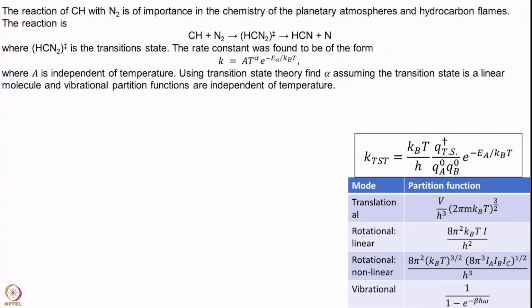Okay. So, now the next problem I have for you is a particular reaction which is of importance for atmospheric chemistry, CH plus N2 going to some transition state to HCN plus N, and people experimentally found that the rate constant fits this formula. So, you use transition state theory and estimate what alpha must be. We have given you a few things to assume. You can assume the transition state to be linear and the rotational, vibrational and electronic partition functions to be independent of temperature. So, take a pause and calculate alpha.